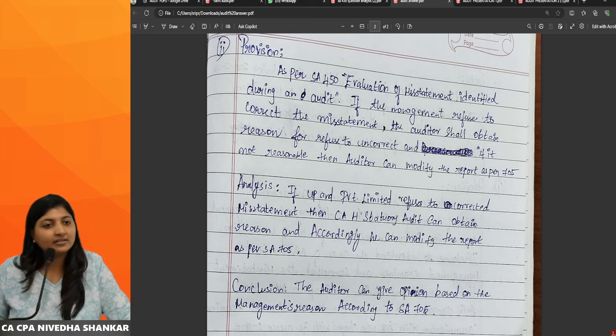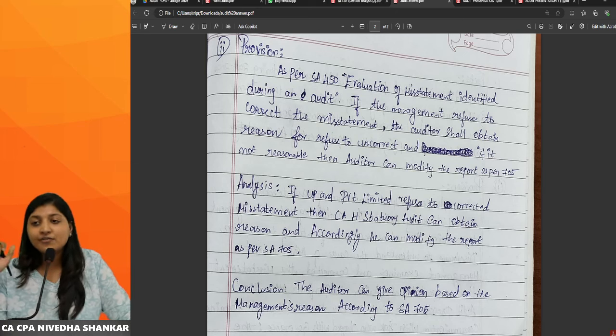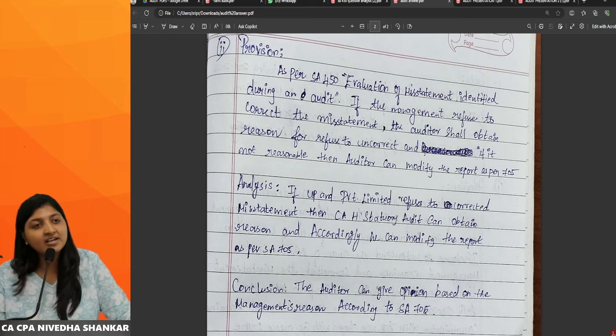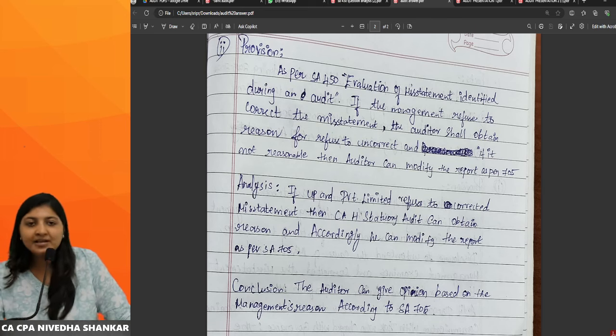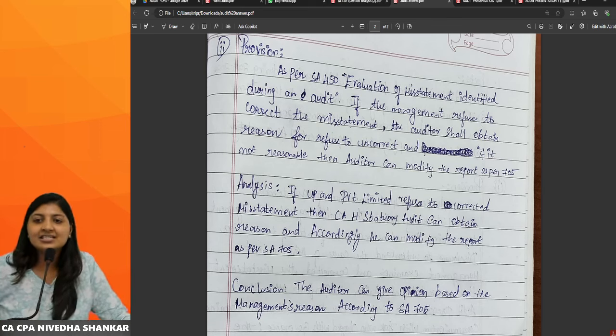That he has not asked. SA 450 stops with obtaining the reasons. Whether sufficient appropriate audit evidence is there, whether misstatement is there, whether it is pervasive, all of those things are later. SA 705 is a later stage. In SA 450, what are they saying? You have to go and communicate two points. If they are not correcting, simple, evaluate whether the financial statements are free from material misstatement and obtain the reasons for the same.